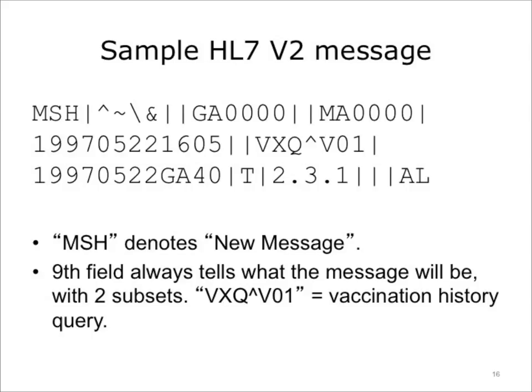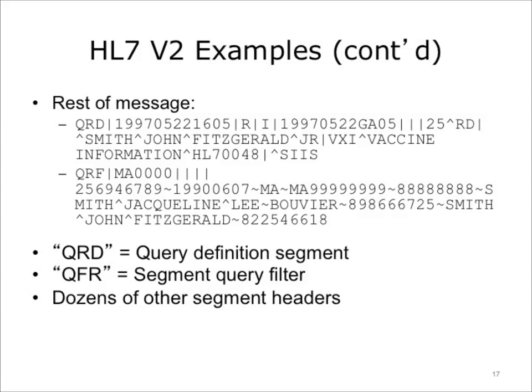Another characteristic of these messages is that the 9th field in the first line denotes what type of message it is. It always has 2 subsets, the first of which is a 3-letter acronym, in this case, VXQ. VXQ caret VO1 indicates that this is a vaccination history query. In the subsequent lines, we can learn various characteristics of the query. These 2 lines start with the codes QRD and QRF. The code QRD tells us this is a query definition segment.